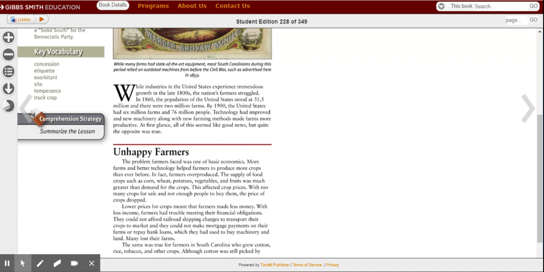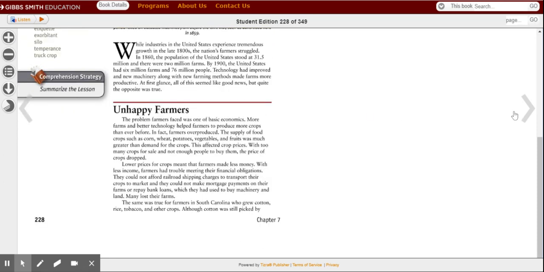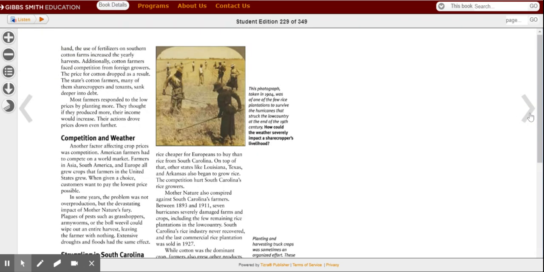So we got unhappy farmers. All right, you got concession, etiquette, exorbitant, silo, temperance, and truck crop. Don't worry too much about those vocabulary words, but there they are for you. We do have a lot of farmers struggling at this time. All right, there's a couple different issues here.